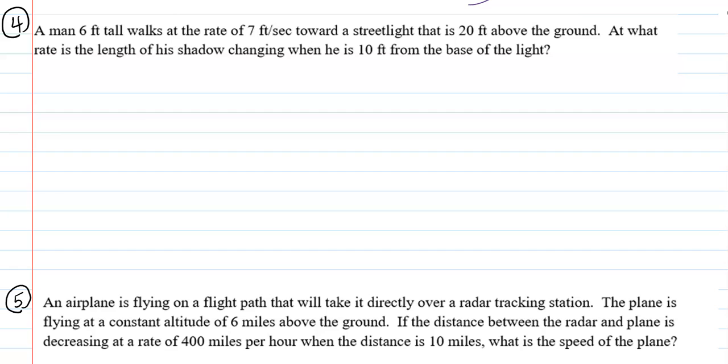All right, number 4. A man 6 feet tall walks at the rate of 7 feet per second toward a streetlight that is 20 feet above the ground. At what rate is the length of his shadow changing when he is 10 feet from the base of the light?